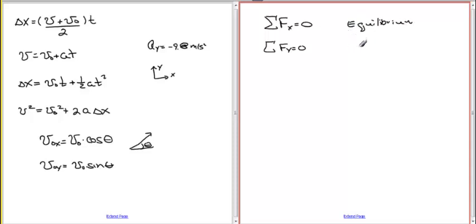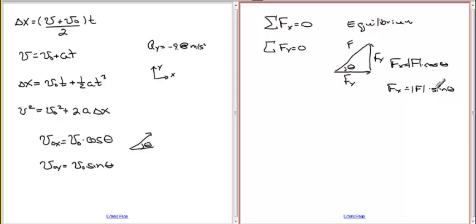And we can also, just like we did with velocities, break up the force vector into a y component and an x component. And if this is the angle between the horizontal, then you know that f sub x is equal to the magnitude of f times the cosine of theta. And the y component of the force is the magnitude of the force times the sine of theta.